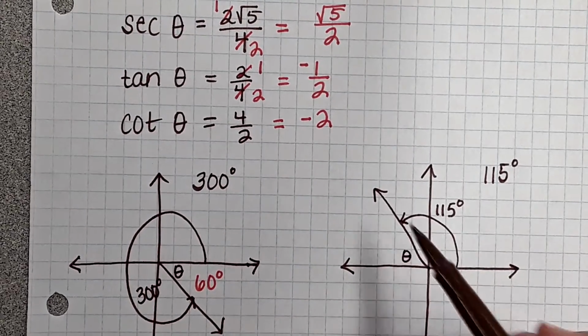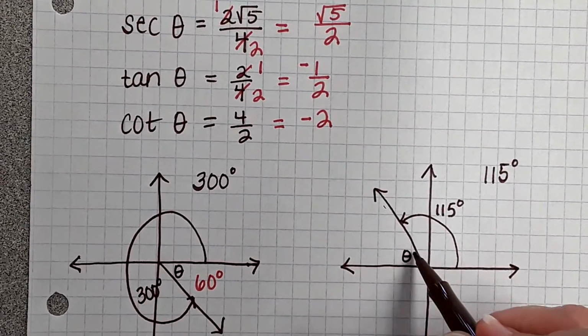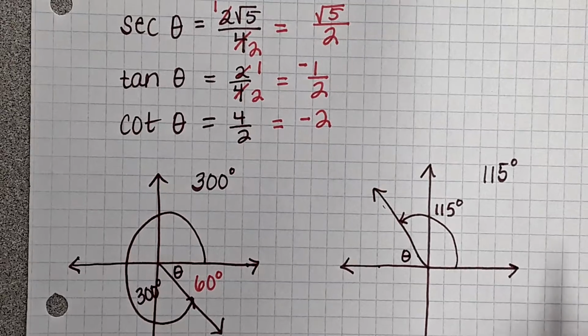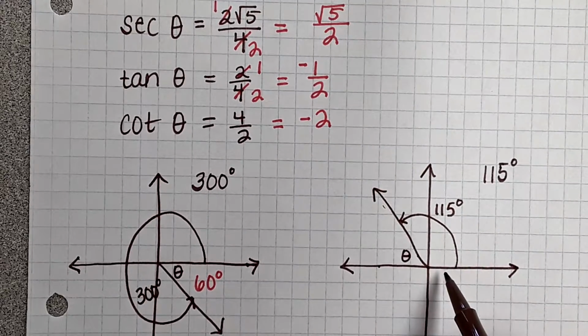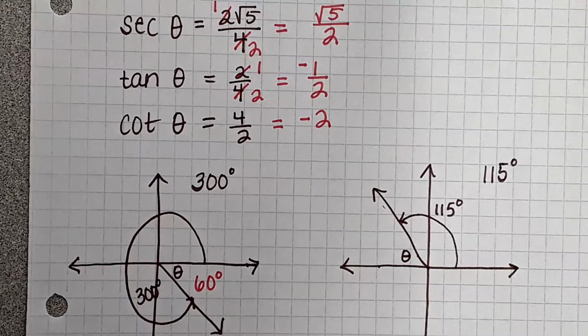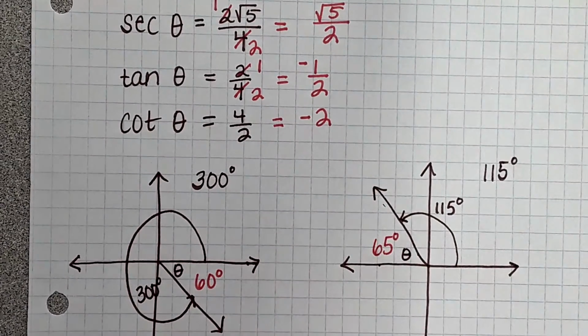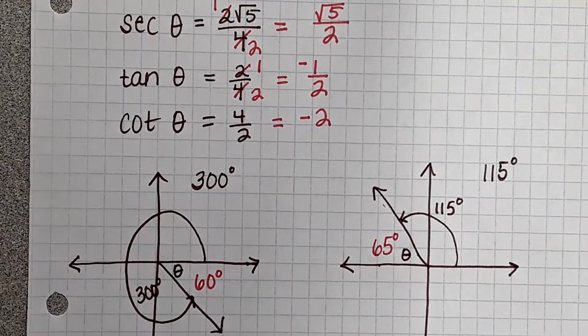What is the degree measure between the terminal side and the x-axis? Well, if this is 180 degrees, 65. This would be 65 degrees. Now, it's not one of our unit circle measures, but we can find it.